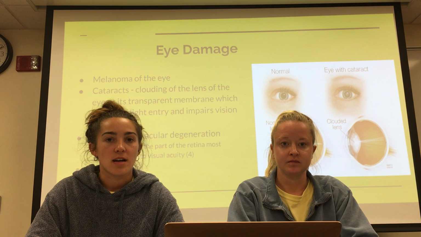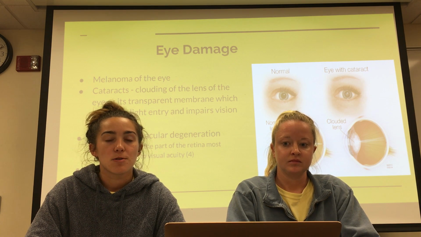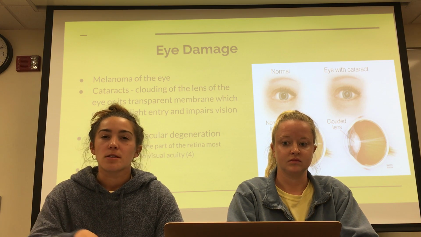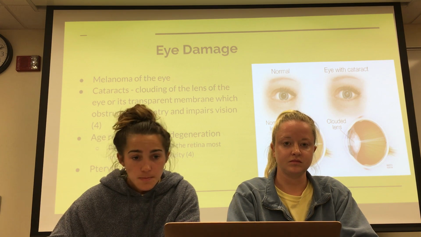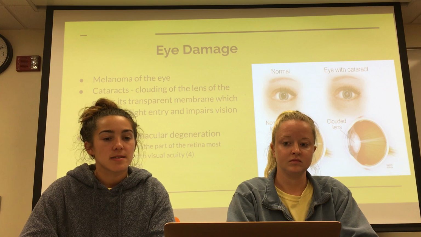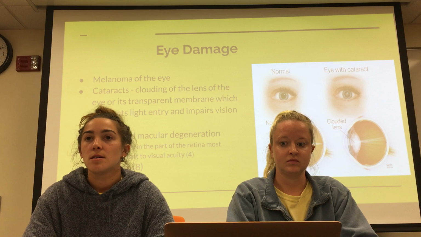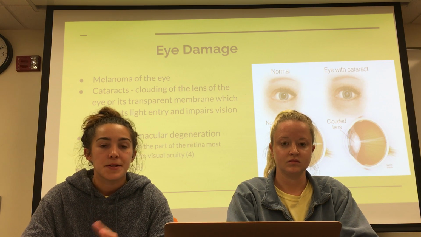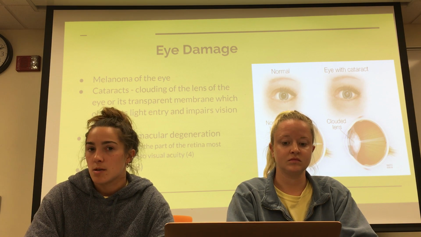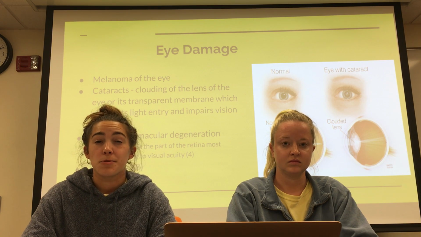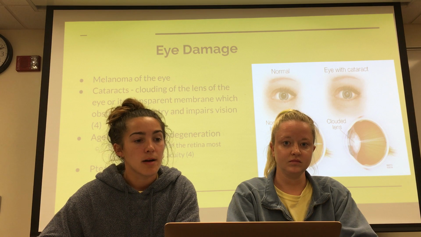So we're both going to touch on eye damage a little bit. For the first section, you can get melanoma of the eye. This is really rare, but it can occur. Also, as you can probably assume, people with lighter eyes, blue eyes, gray eyes, lighter green eyes, lighter skin, and lighter hair tend to be affected by the sun more. For the eyes, it's a little easier for the light to get through and damage them.